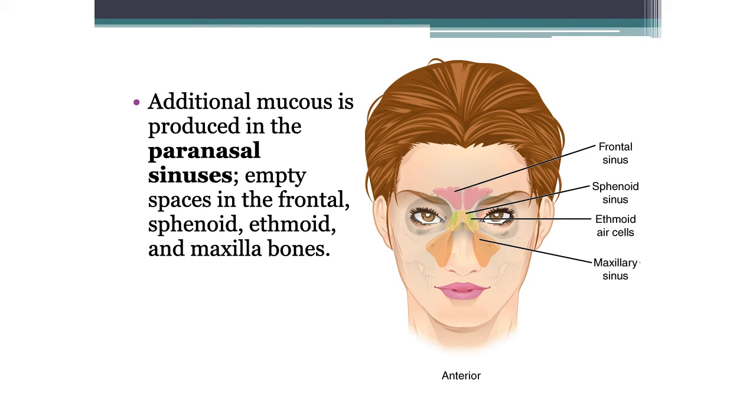Additional mucus is produced in the paranasal sinuses, which are empty spaces in the frontal, sphenoid, ethmoid, and maxilla bones. So we see our sinuses. We talked about sinuses during the skeletal system.